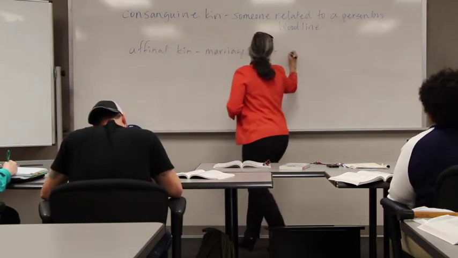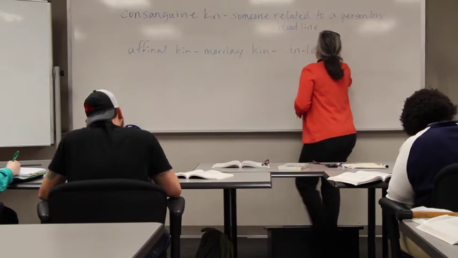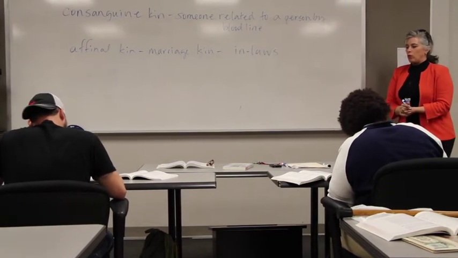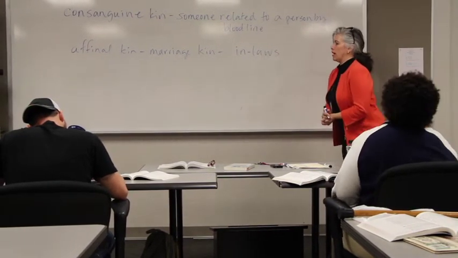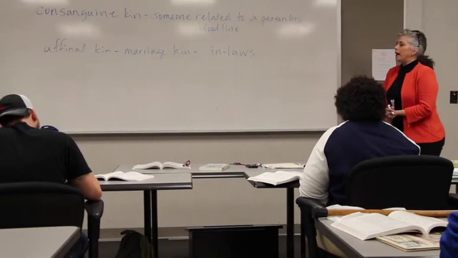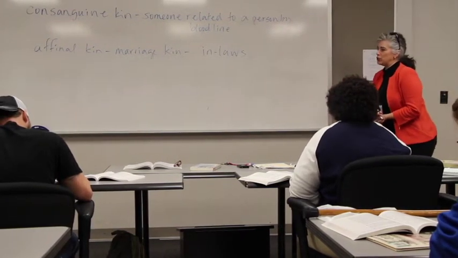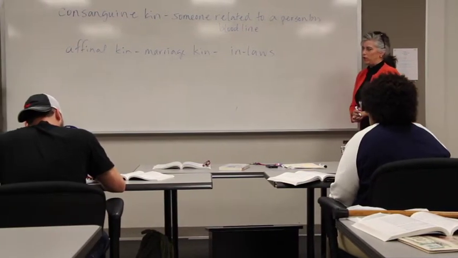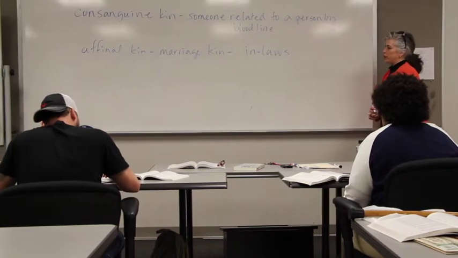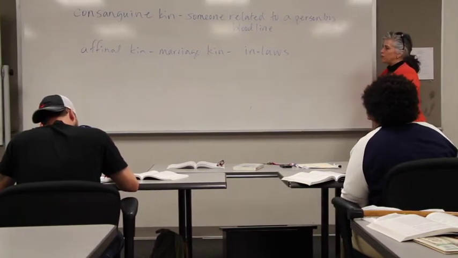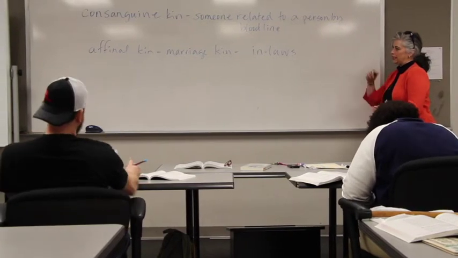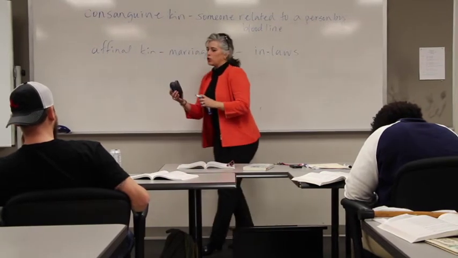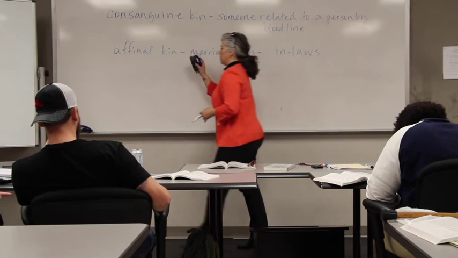So we call them in-laws, right? Affinal kin are your in-laws, people who marry in, and very often when people marry in, they are considered to be somebody who is now related to you. And certainly if offspring are produced, the bloodline is affected by whoever is married into a group. So it's important to know the difference between consanguine kin and affinal kin, and here's where the confusing part is probably going to come into play.